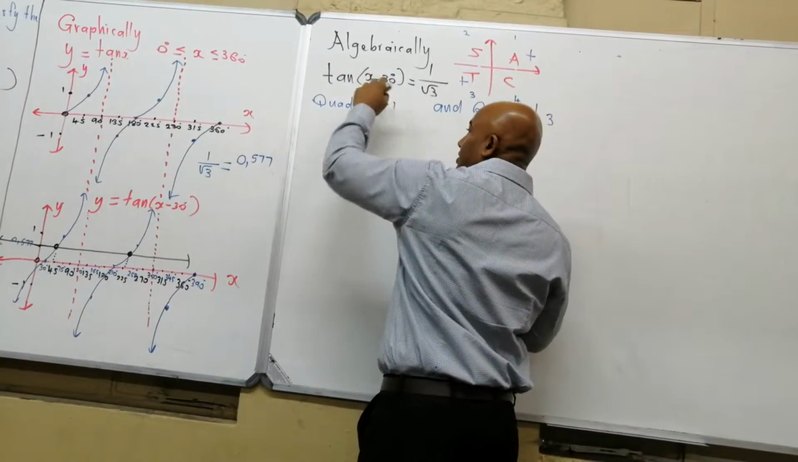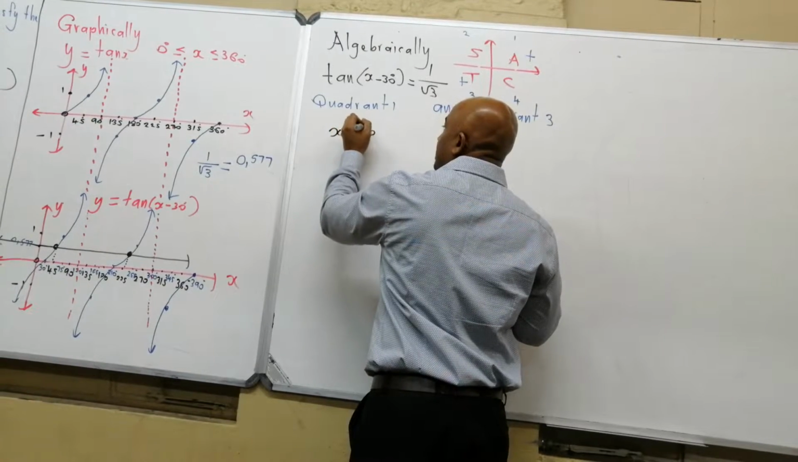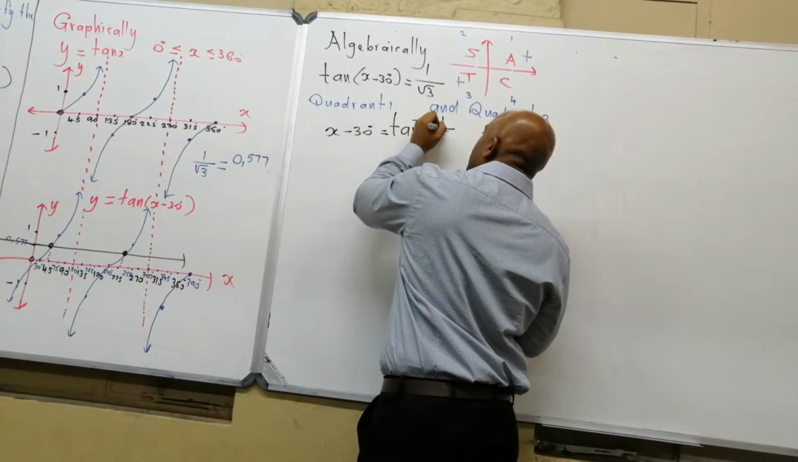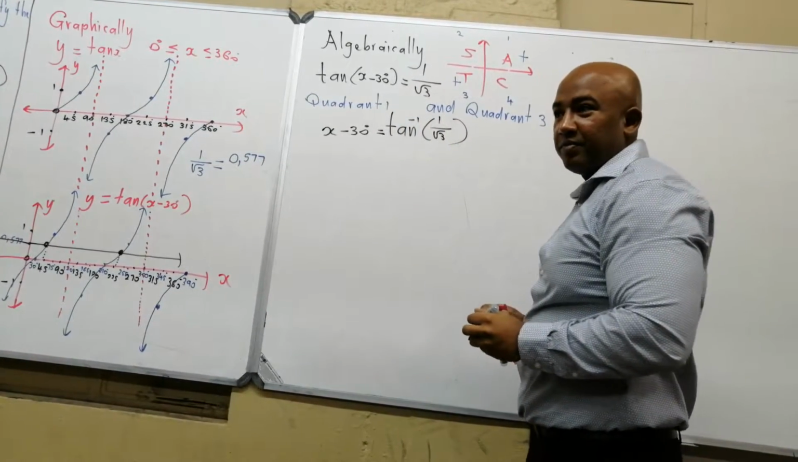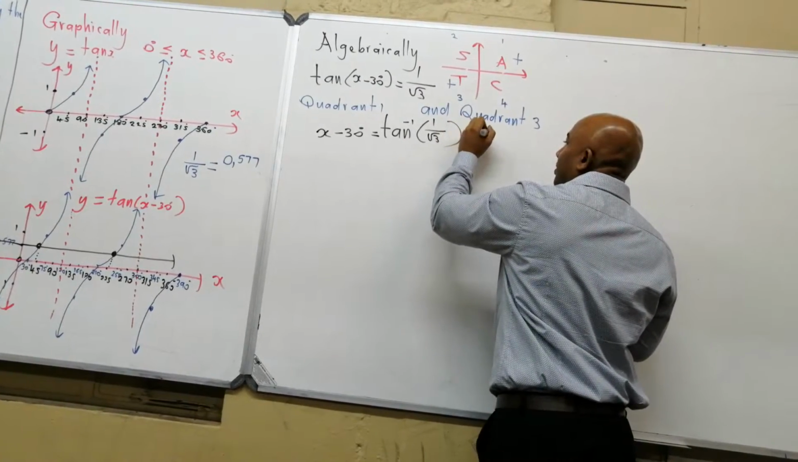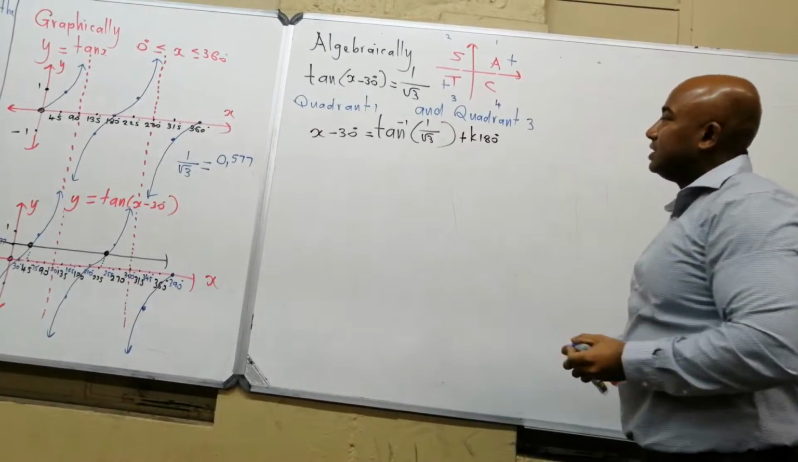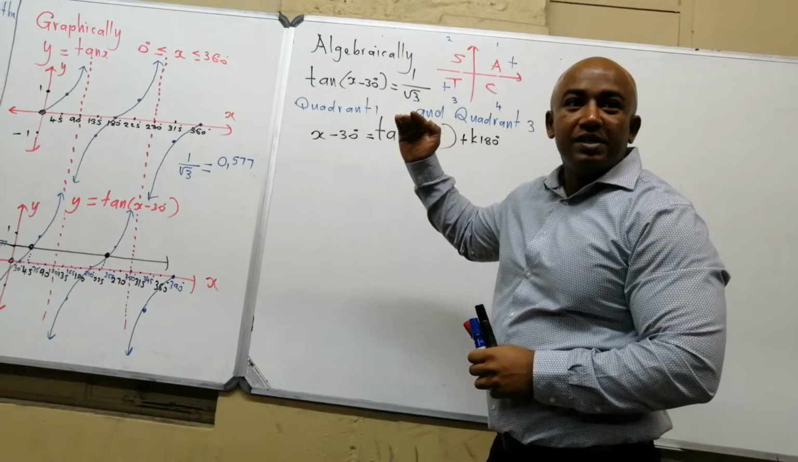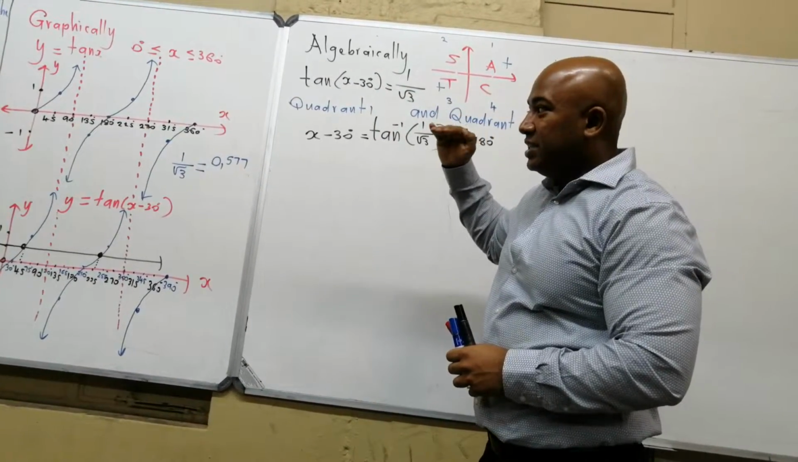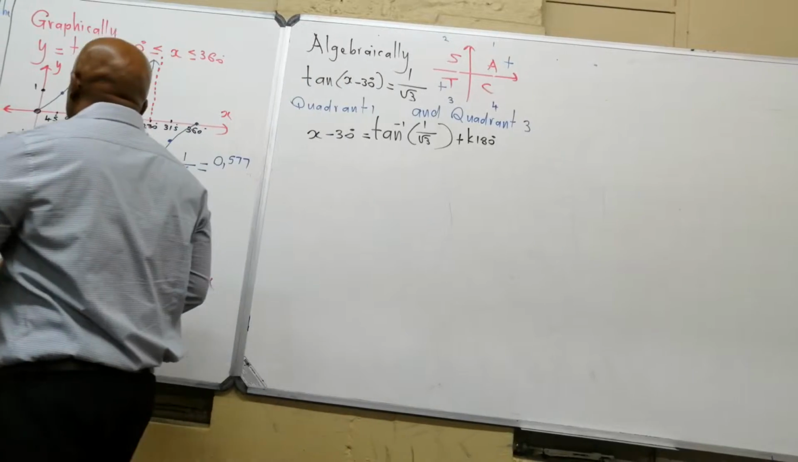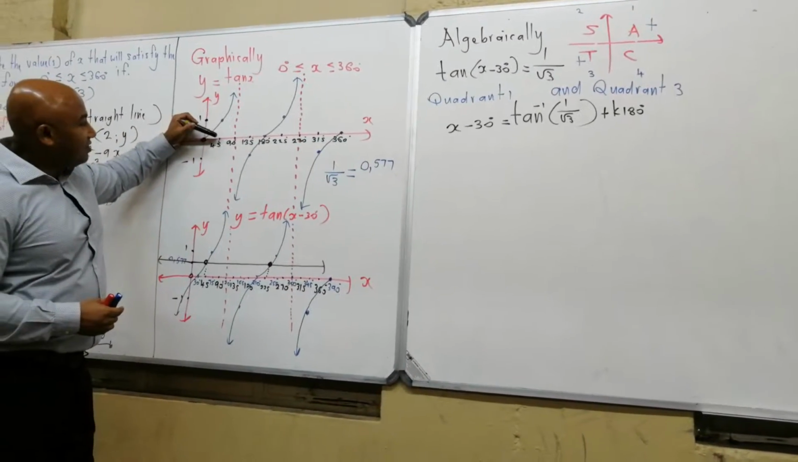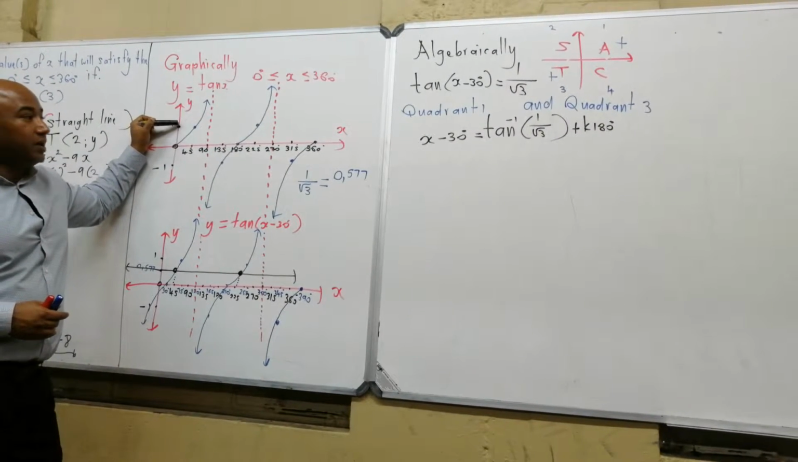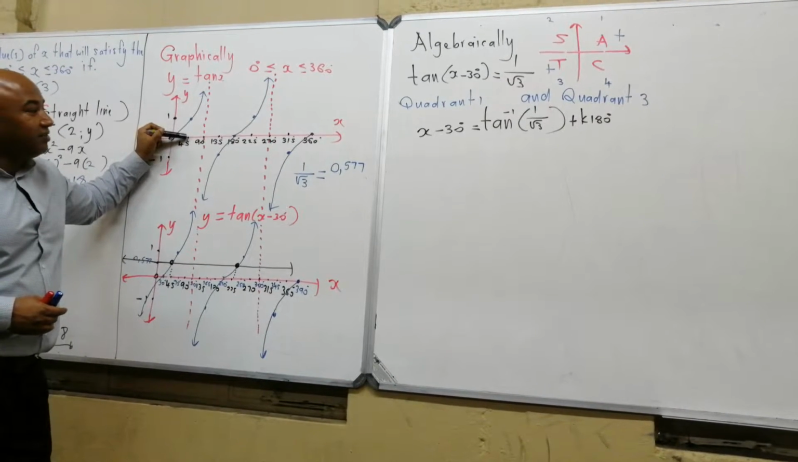Okay, you're going to go x minus 30 degrees is equal to inverse tan of 1 over root 3, plus k 180 degrees. Now, why am I saying k 180 degrees? Because the same thing happens every 180 degrees. Let's go back to the original tan graph. Look at 45 degrees. What is the y value at 45 degrees? It's 1. Add 180 to 45.